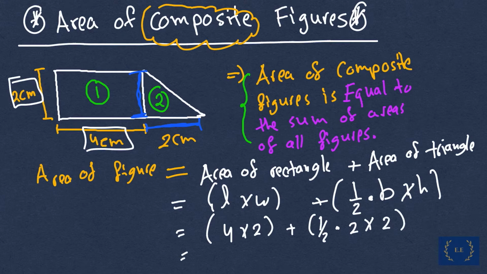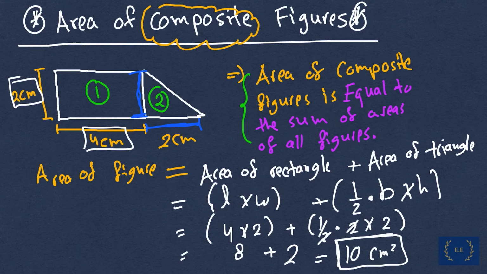Let's simplify. We have 8 plus, the 2 is cancelled with the 1/2, so 1 multiplied by 2 multiplied by 1 multiplied by 2 will give us 2, so the end result equals to 10 centimeters squared. Now keep in mind the unit for areas is always squared.